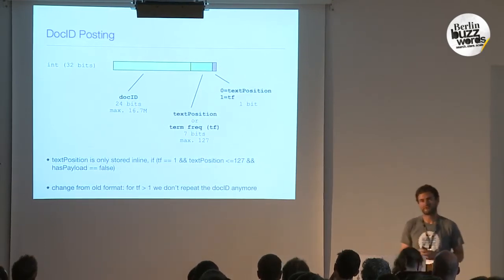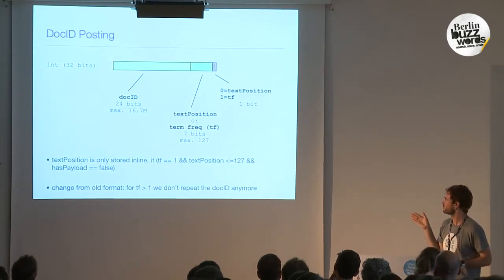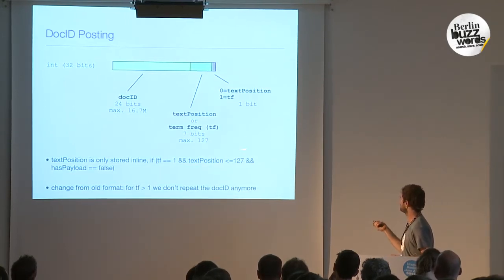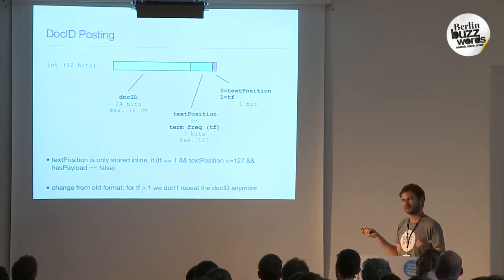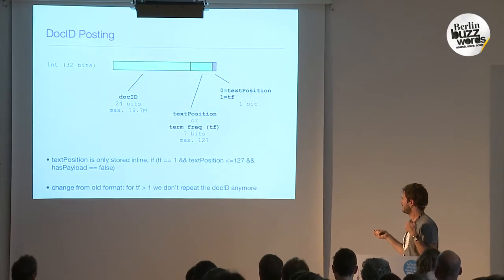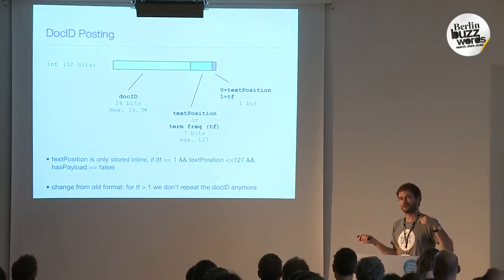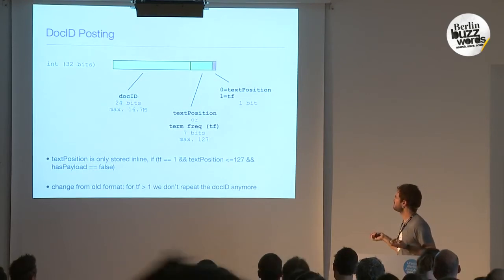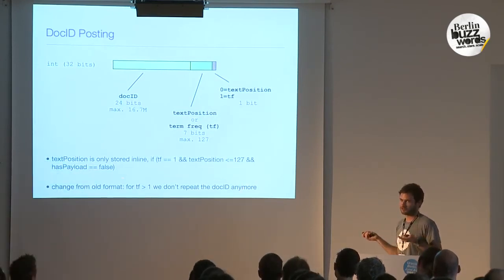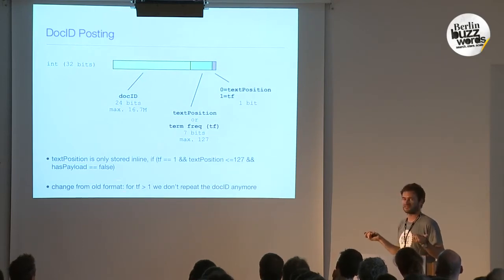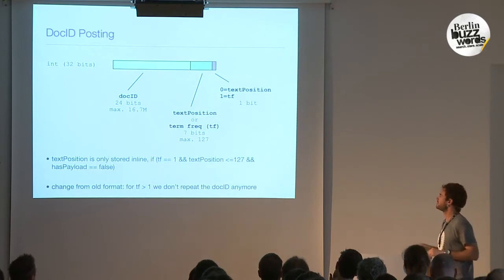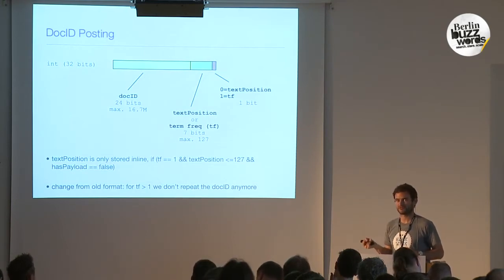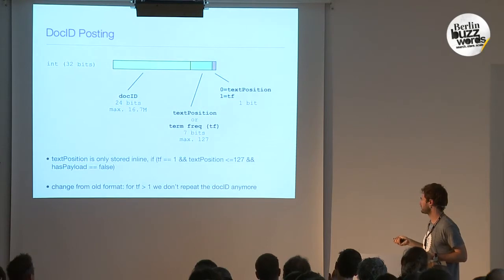So if we are indexing a position that is smaller than 127, which means we can encode it into 7 bits, then we set this bit to zero and we inline that position. We only do that if 3 conditions are true. One is this document has only one occurrence of that word, which is very frequent for tweets, not very frequent if you index a book, maybe. Two, the text position is smaller than 127, almost always the case for tweets. And three, it doesn't have a payload, which is also currently true in our index. So we think this will not make the index need more space at all for tweets right now.